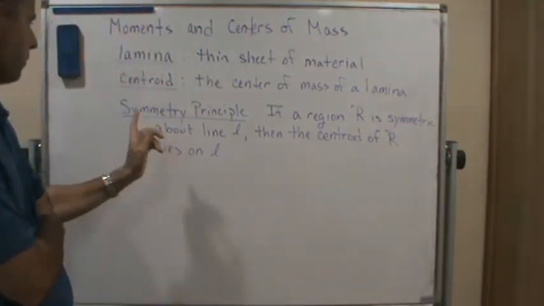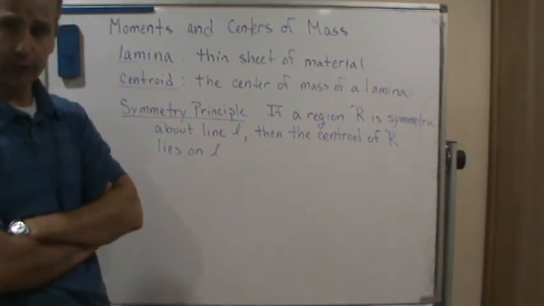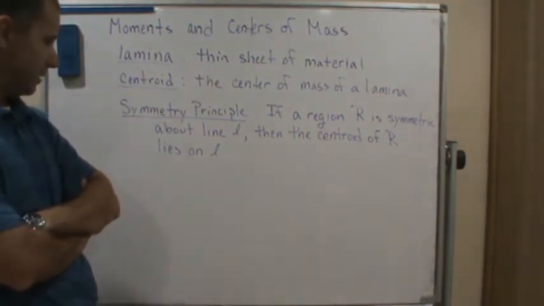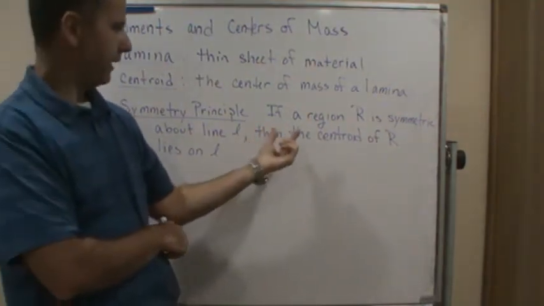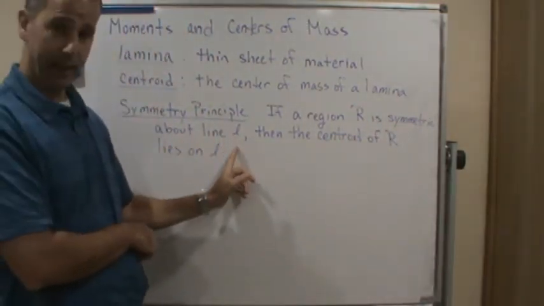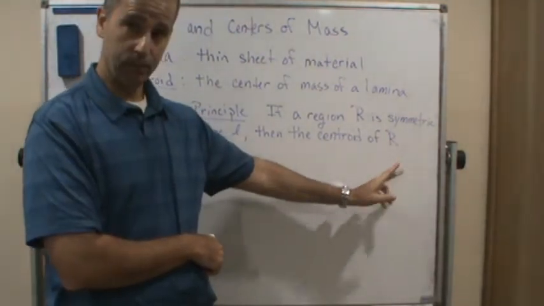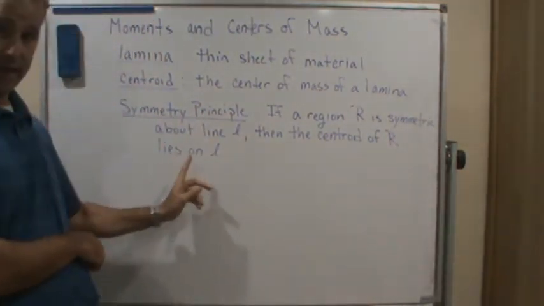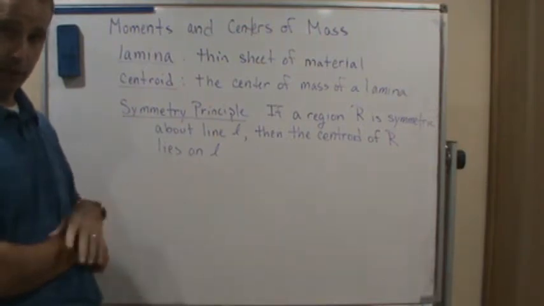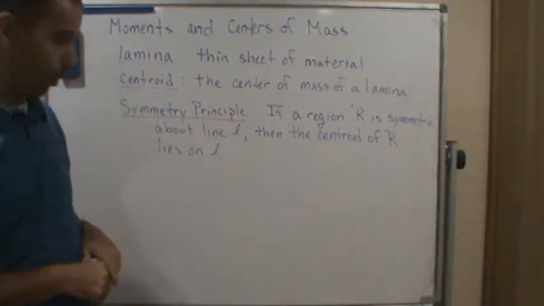Now, there's a symmetry principle that's listed as a theorem. I'm not going to prove it, but I'm going to state it. It says that if a region R is symmetric about a line L, then the centroid of the region R must lie on that line L. That's the symmetry principle, and we're going to use that.